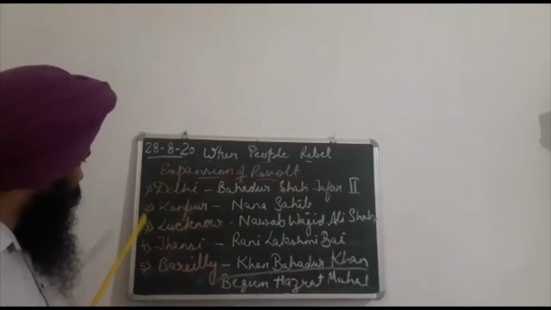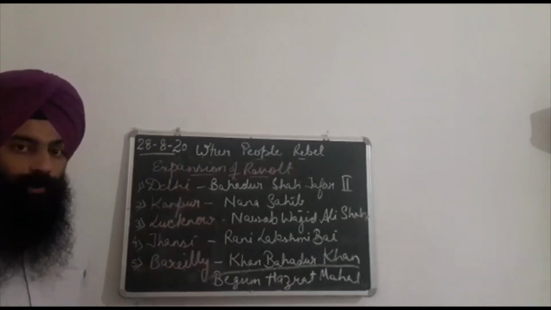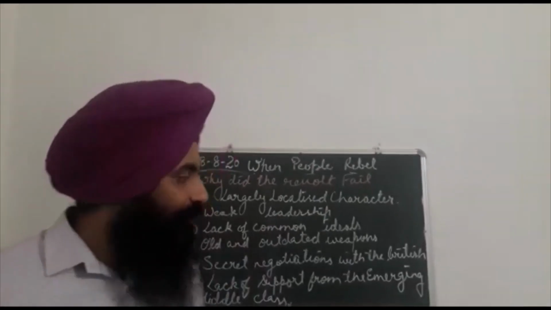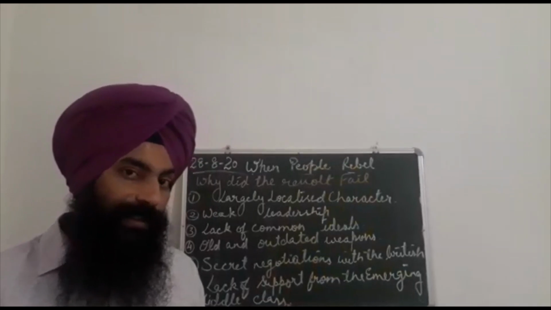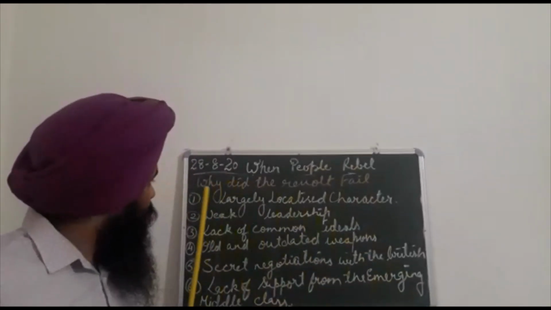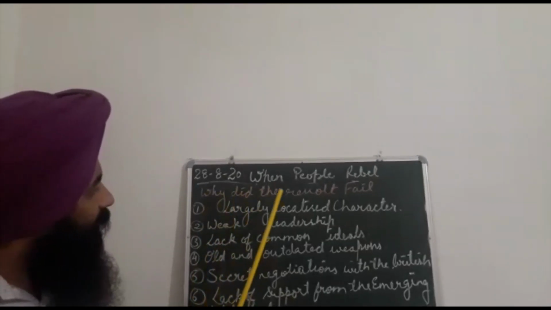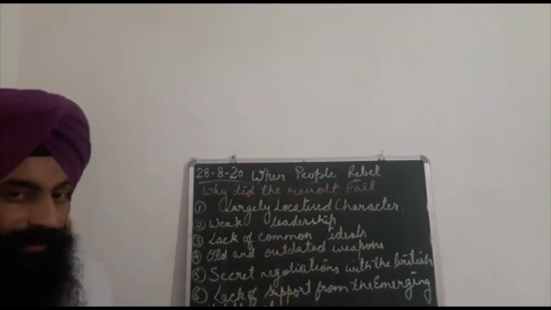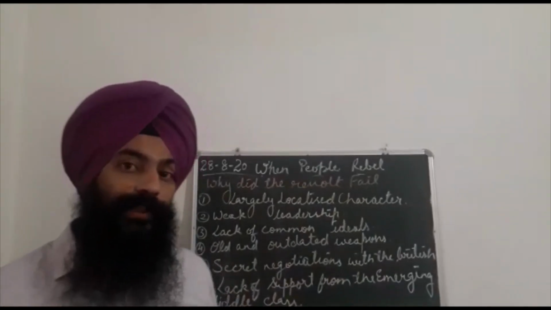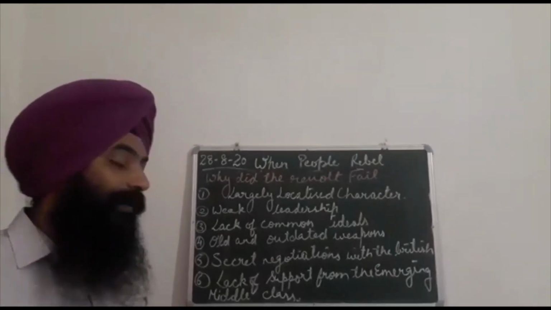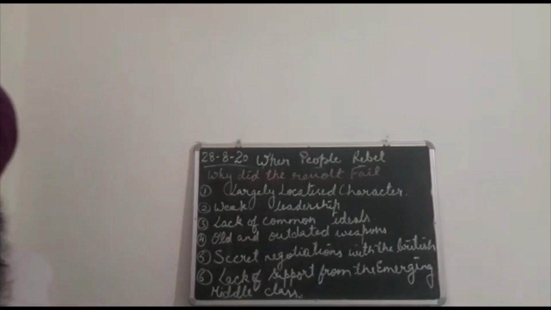These were the major areas of the expansion of the revolt of 1857. After the main events of the expansion of the revolt, now the suppression of the rebellions. Here the question arises: why did the revolt fail? What were the reasons responsible for the failure of the revolt of 1857, which is also considered the first war of independence?